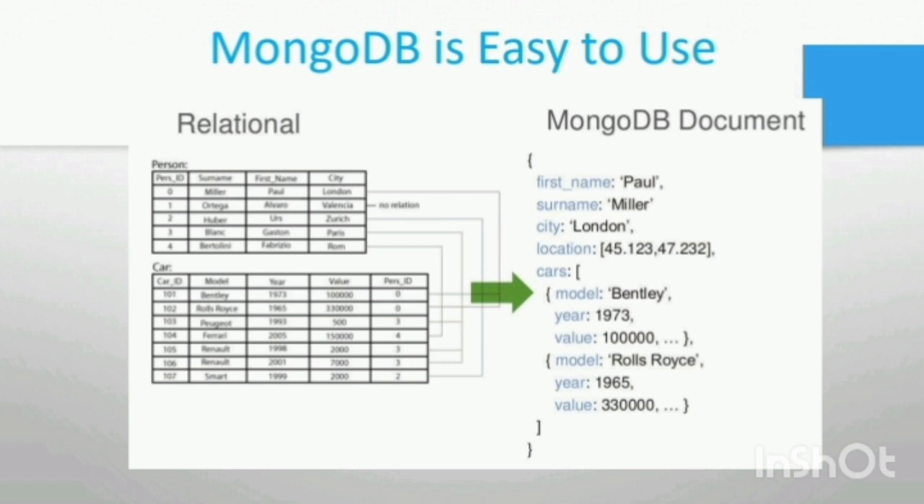Read scalability. Replica sets improve read scalability. While only the primary node handles writes, all nodes, including secondaries, can handle read operations. This allows distributing read traffic across multiple nodes, enhancing performance for read-heavy workloads.